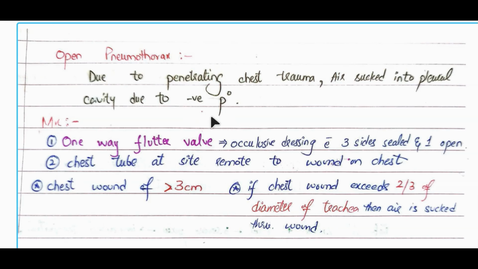So the management for open pneumothorax is to apply an occlusive dressing with three sides sealed, and we will keep one side open. Now this is followed by chest tube insertion at a site which is distal to the wound which has resulted in the pneumothorax. A chest wound of more than 3 cm is likely to cause open pneumothorax. Number 2, if the chest wound exceeds 2/3 of the diameter of the trachea, then it is likely to produce open pneumothorax.